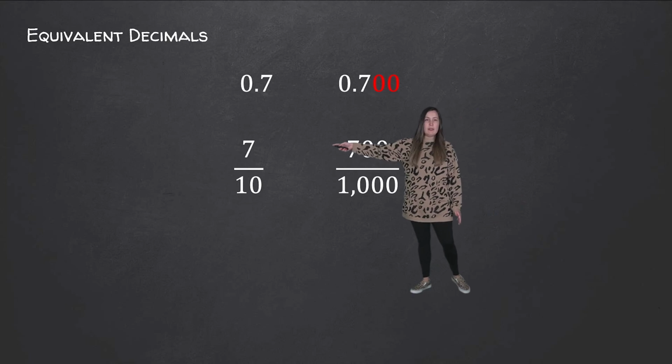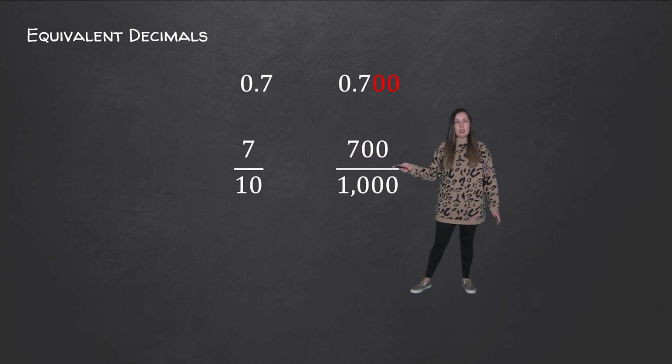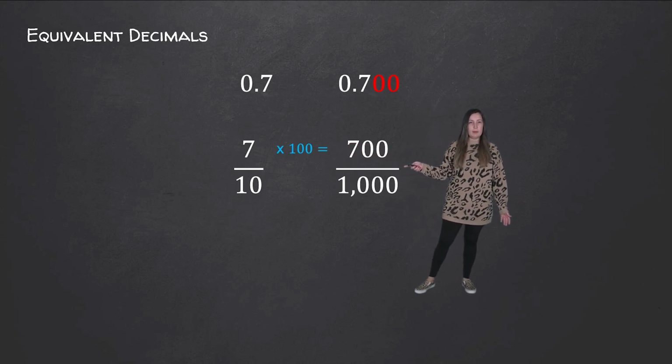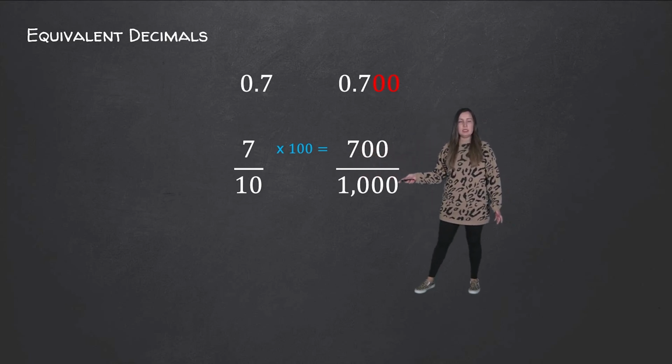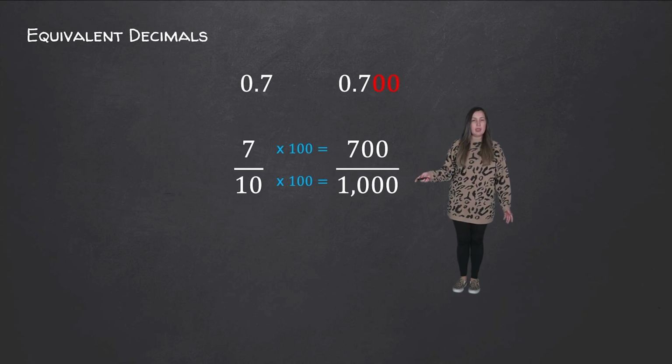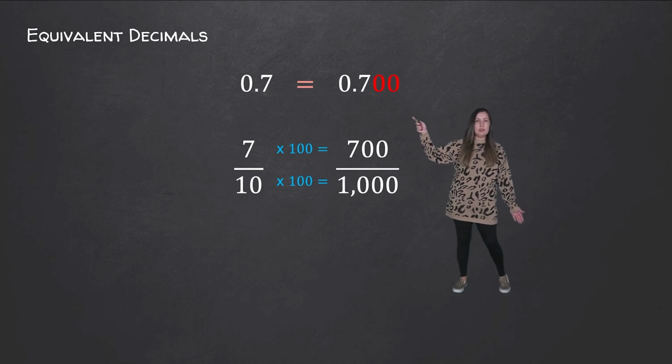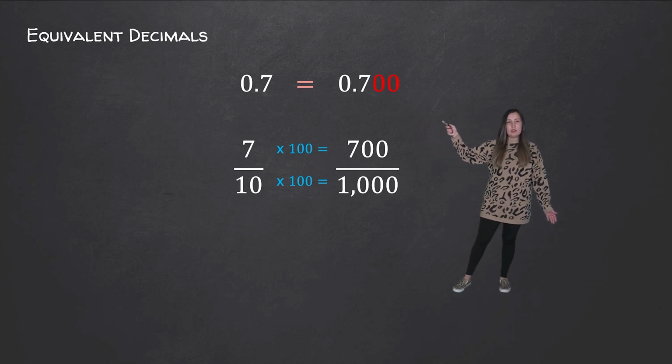So in order to get from 7 to 700, we have to go ahead and multiply by 100. Whatever we do to the numerator, we have to do to the denominator. 10 times 100 is 1,000. So these fractions are equal, making these decimals equal as well. So we could add 1 zero, we could add 2 zeros, we could add 3 zeros at the end, and the decimals are still equivalent.